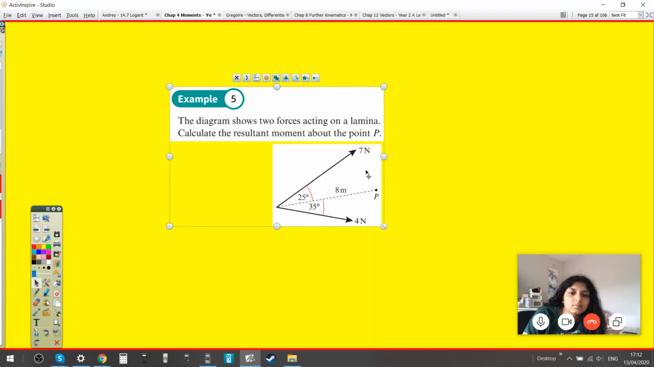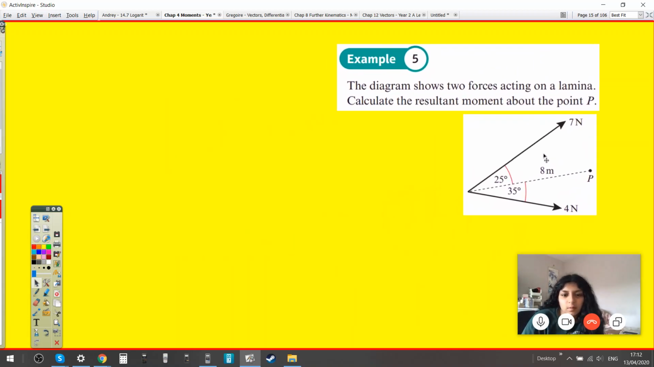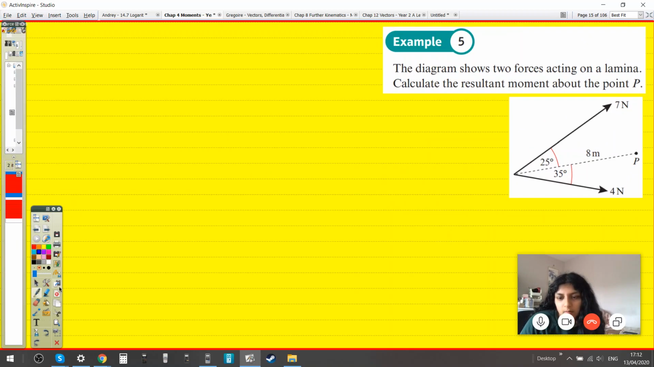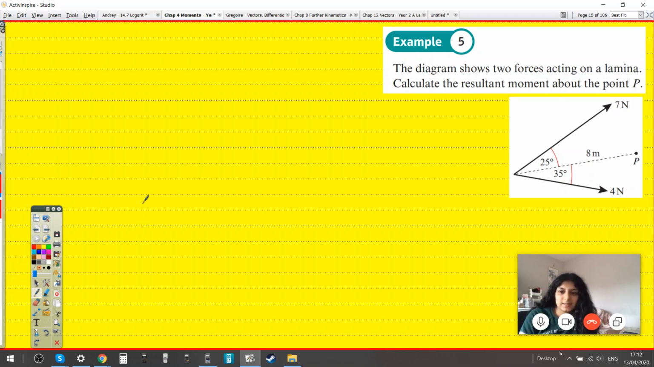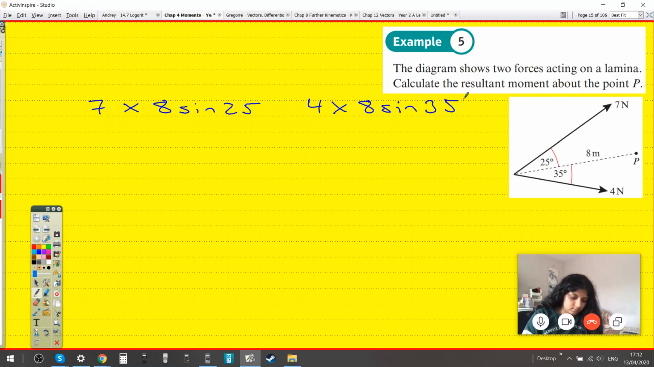Okay. How about this? So the first one is 7 times 8 tan 25? Or is that wrong? I think you should say sine 25. It's sine. Opposite over hypotenuse, wait, that is the hypotenuse. Okay, never mind. And then the second one is just 4 times 8 sine 35. So is it just usually always sine? I believe so.